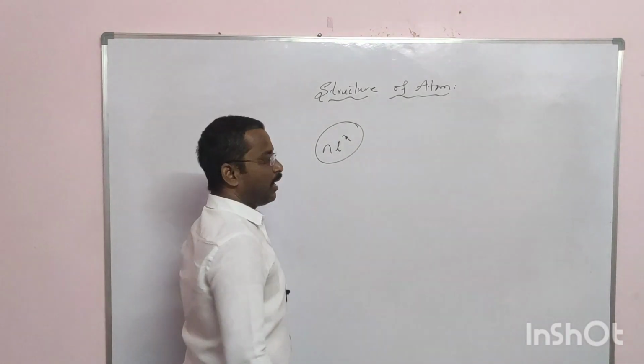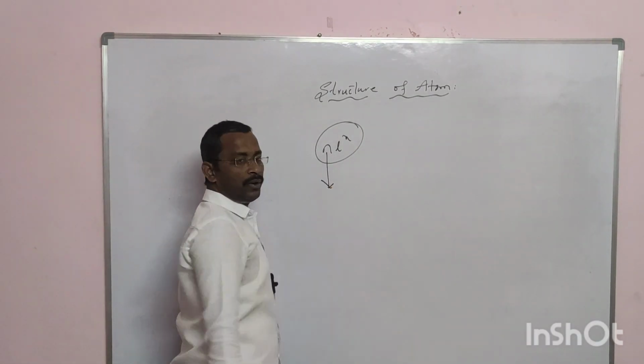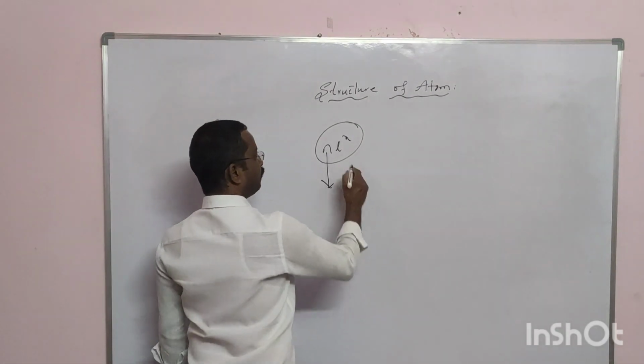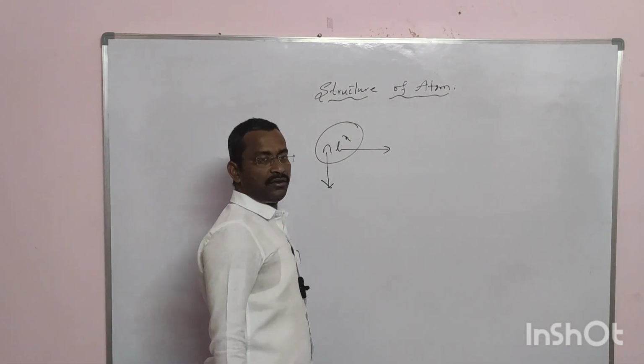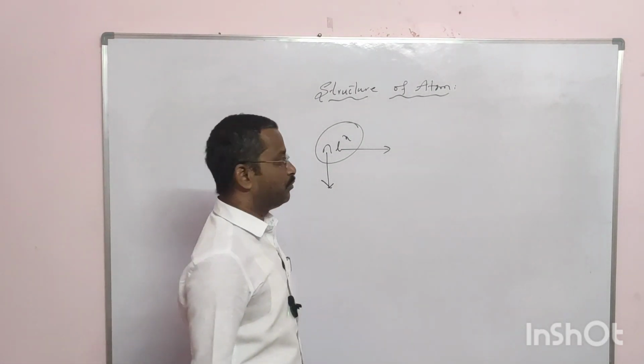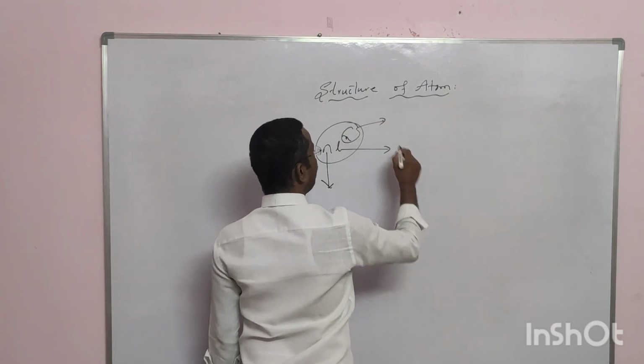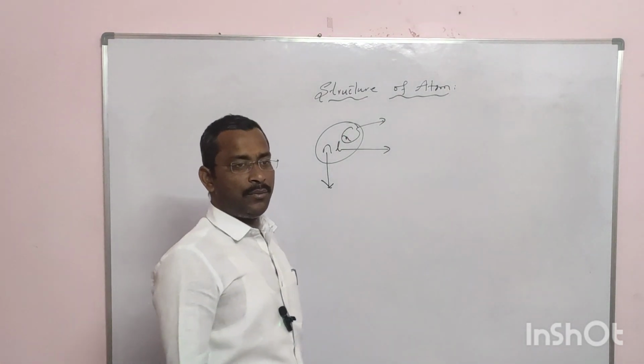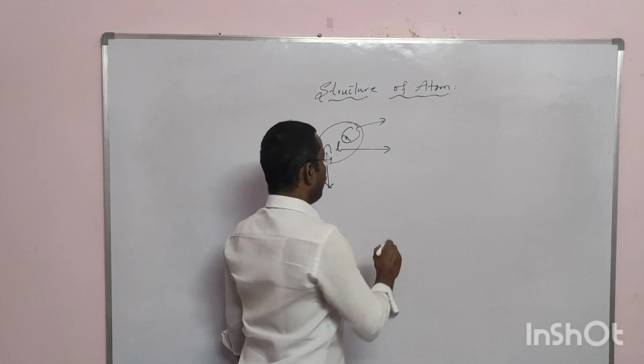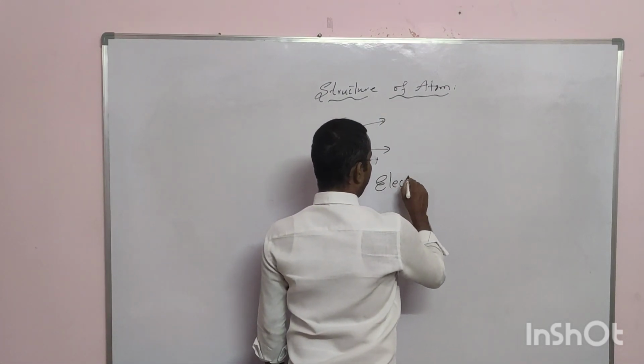N is known as the principal quantum number, like the main shell. L is known as the subshell, that is the angular quantum number, which tells about the subshell. X is the number of electrons accommodated. So here we have the electronic configuration.